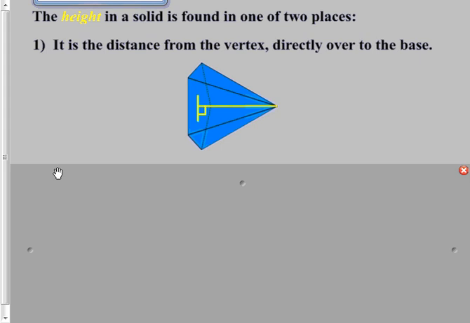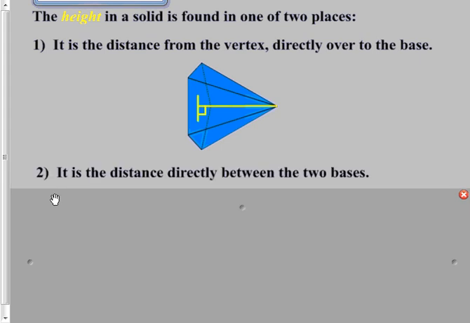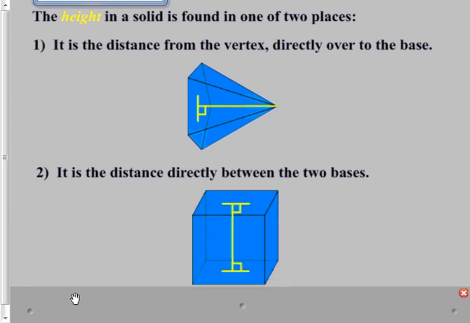So once again, base will not have anything to do with being on the bottom, and height will not have anything to do with being up and down. It is the fact that they are perpendicular to each other. If your figure happens to have two bases, then height is the distance directly between those two bases. And once again, height is measured perpendicular to your bases.